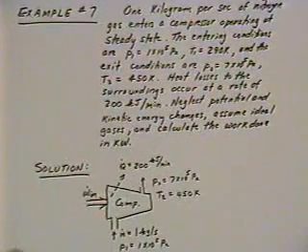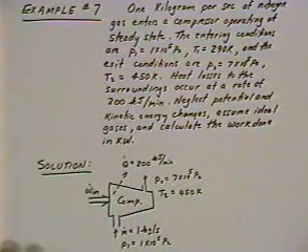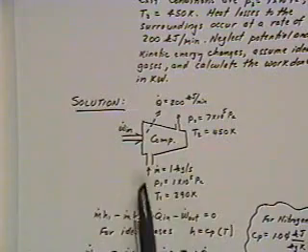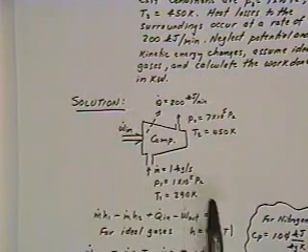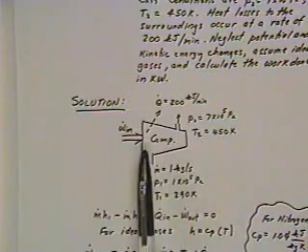We're also told in this particular problem to neglect potential and kinetic energy changes, assume ideal gases, and we want to calculate the work done in kilowatts. Okay, so let's set up the problem. We've got a compressor having nitrogen gas in at about 1 kilogram per second, entering pressure and temperature conditions roughly atmospheric conditions.